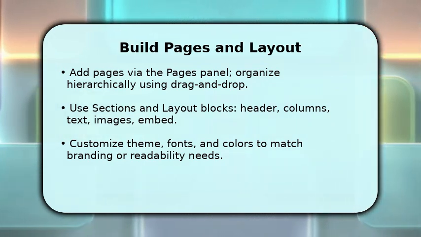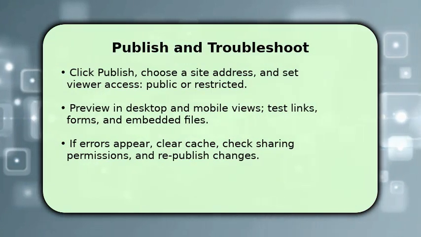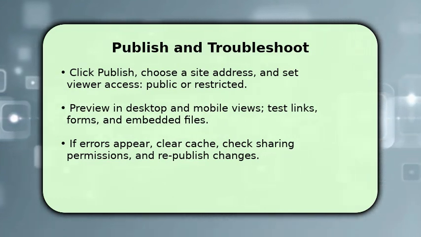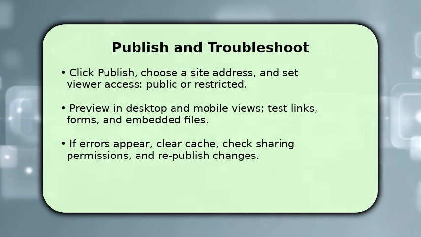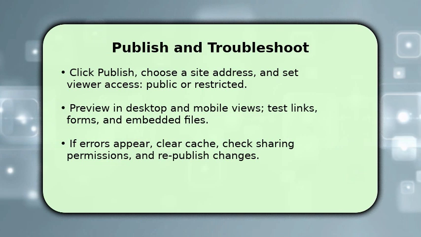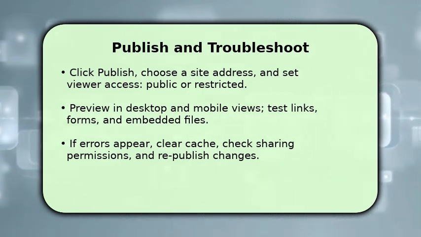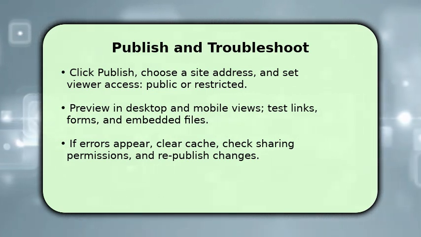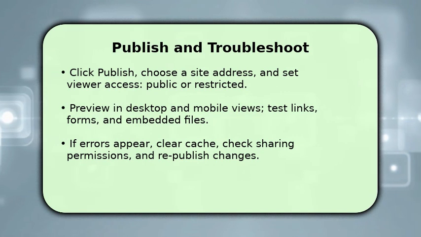You finalize by publishing. Choose a meaningful site address and set access permissions, public or limited users. Preview in both desktop and mobile views and test every link, form, and embedded Drive file to make sure items load. Once satisfied, click Publish again after edits. Viewers will see the updated version. If something goes wrong, clear your browser cache, verify file and folder sharing settings in Drive, and then republish. That usually resolves common issues.